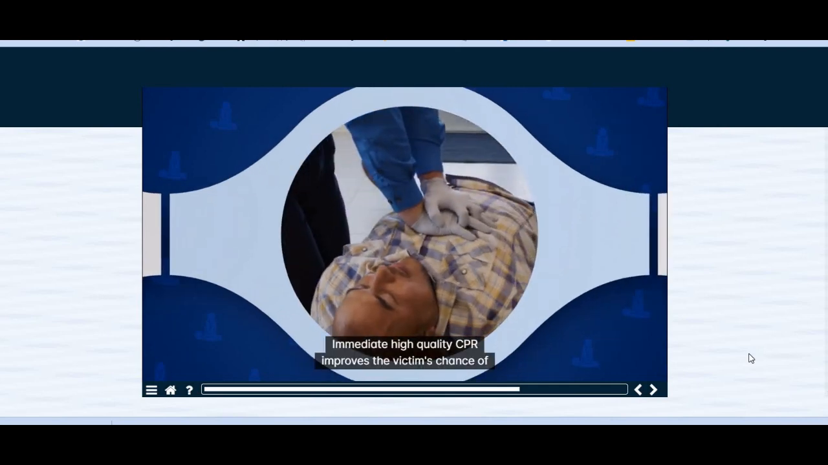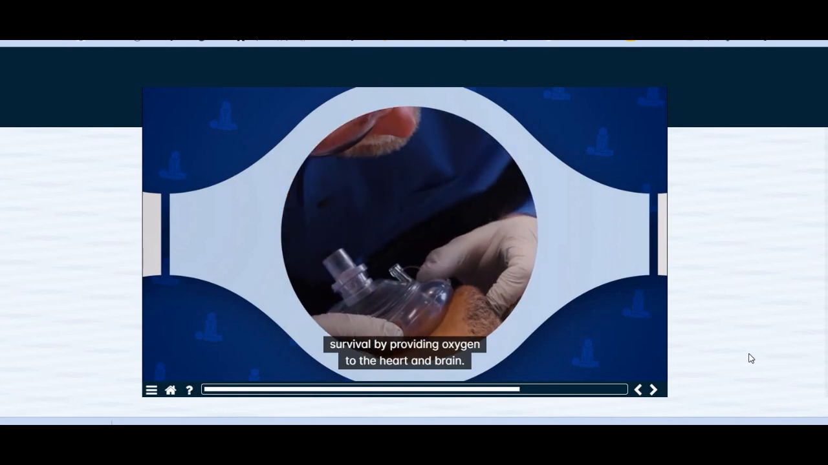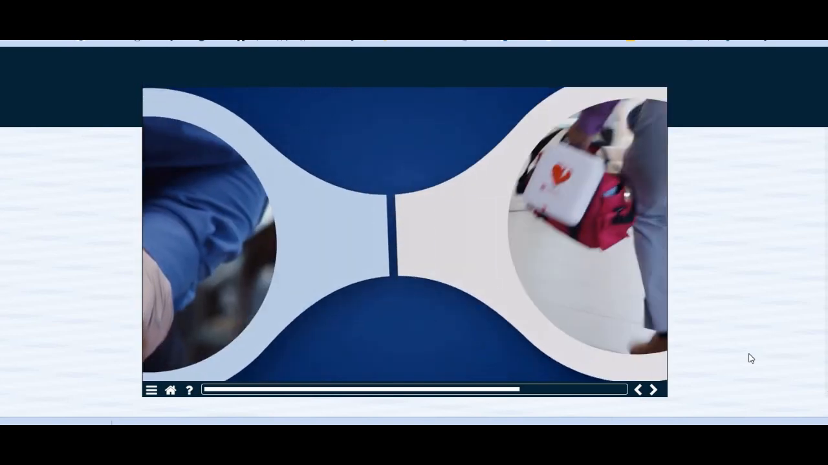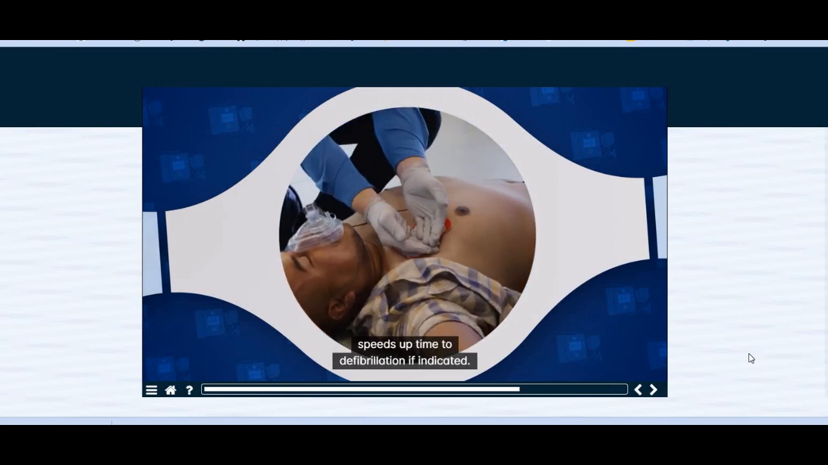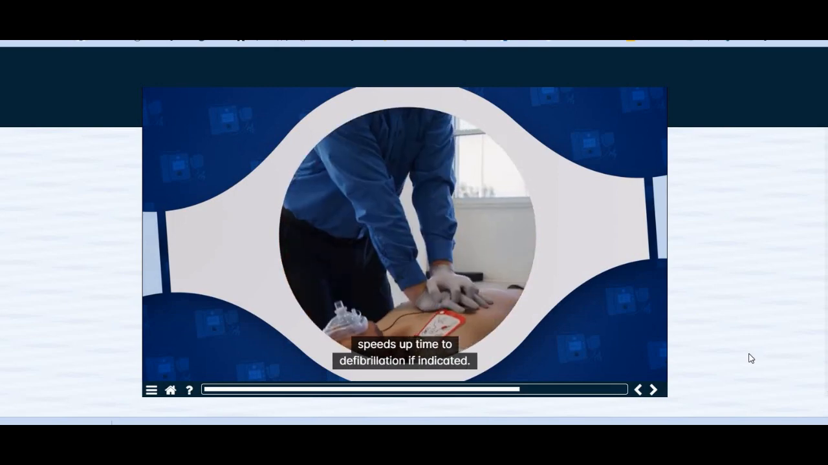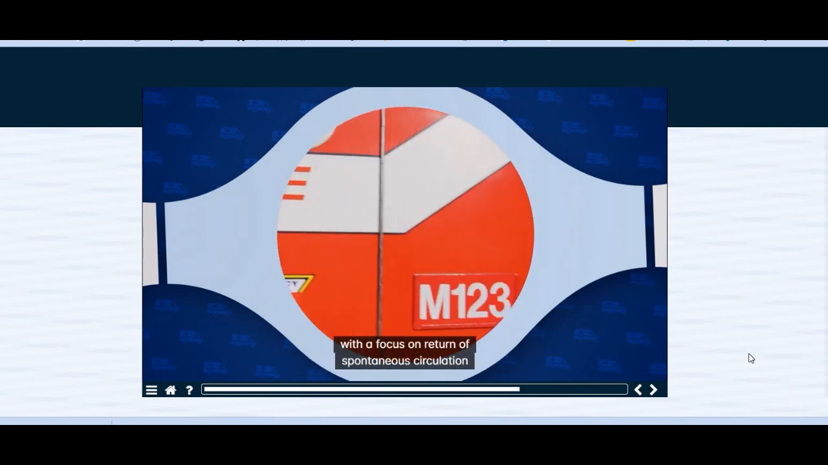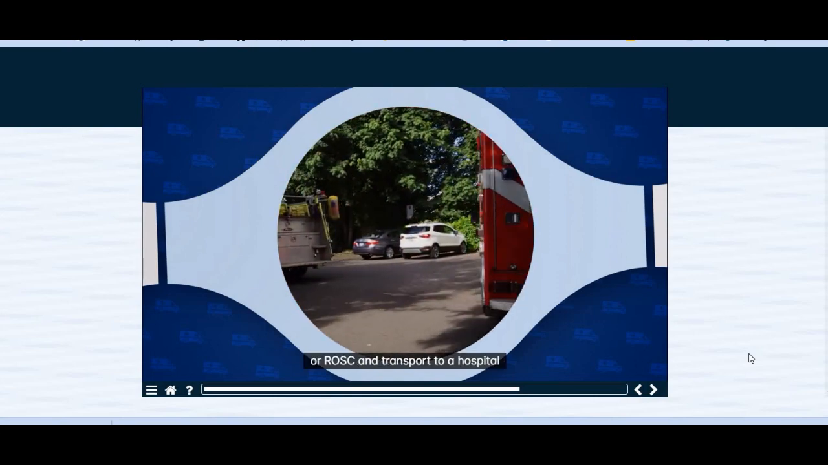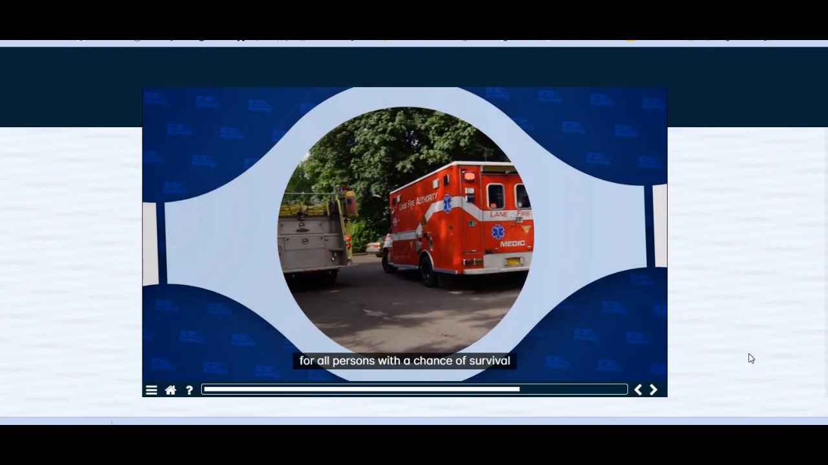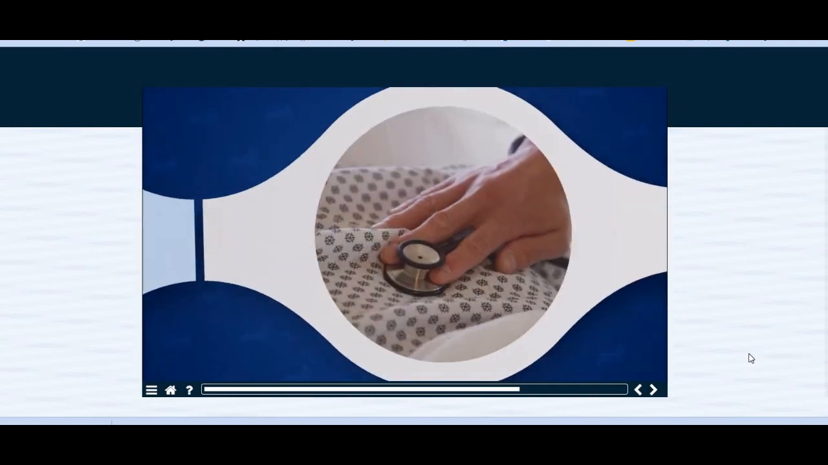Immediate high-quality CPR improves the victim's chance of survival by providing oxygen to the heart and brain. Attaching an AED as soon as it becomes available speeds up time to defibrillation if indicated. Effective advanced life support treatment with a focus on return of spontaneous circulation, or ROSC, and transport to a hospital for all persons with a chance of survival supports the most favorable outcome.